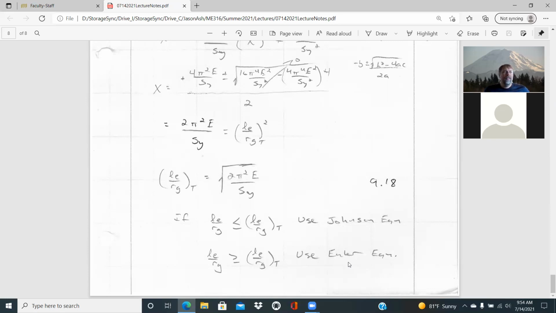I don't believe your Hibbeler textbook even mentions Johnson's criteria. So all the problems in there are for long, slender columns. I just wanted to give you that preview that that doesn't work for all columns, that there's another relationship that's used for short, stubby columns.